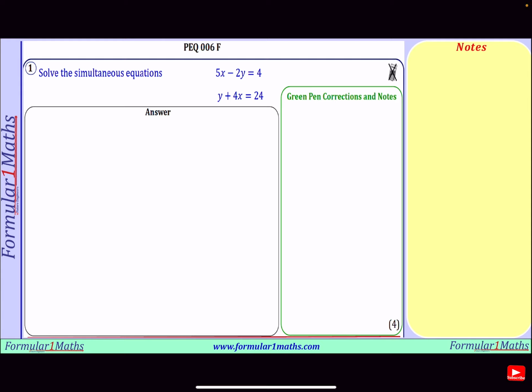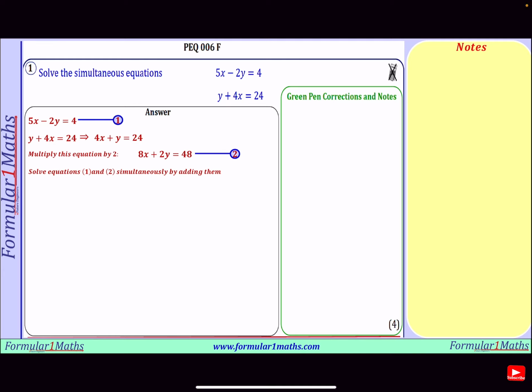So question 1. Solve the simultaneous equations 5x minus 2y equals 4 and y plus 4x is equal to 24. So let's label the first equation as equation 1. Then we can rewrite the second equation as 4x plus y equals 24. We can then multiply this second equation by 2 to obtain 8x plus 2y is equal to 48. Then we can label it as equation 2.